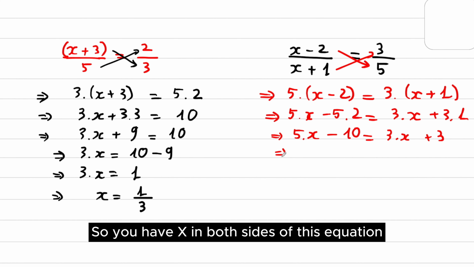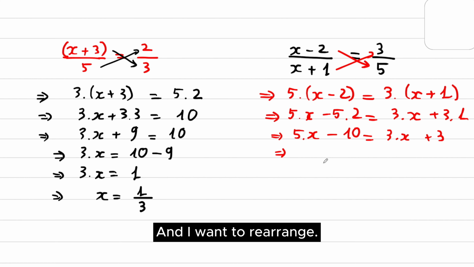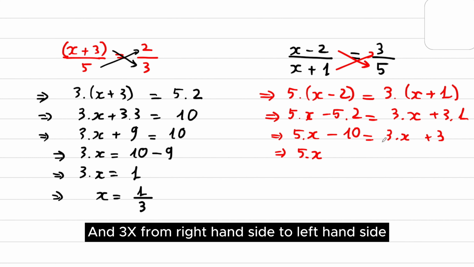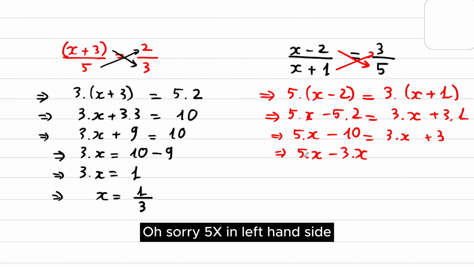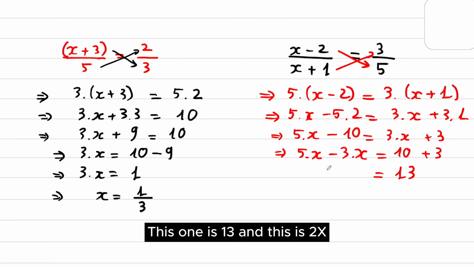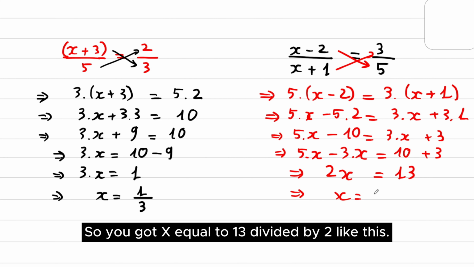So you have x on both sides of this equation, and I want to rearrange. I want to find x, keeping 5x unchanged on the left-hand side and moving 3x from the right-hand side to the left-hand side. Oh, sorry, 5x on the left-hand side. So minus 10 from the left, I move it to the right, you get 10 plus 3, this one is 13, and this is 2x. So you get x equal to 13 divided by 2 like this.